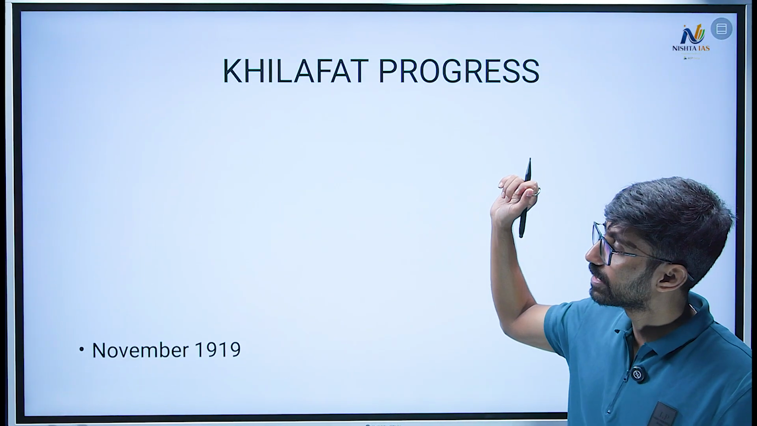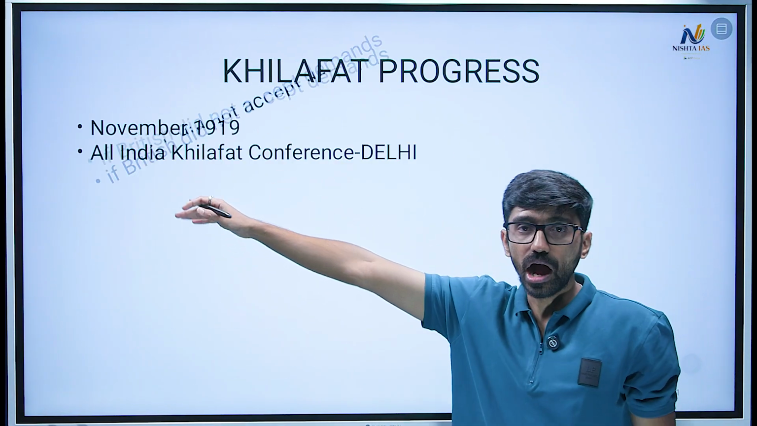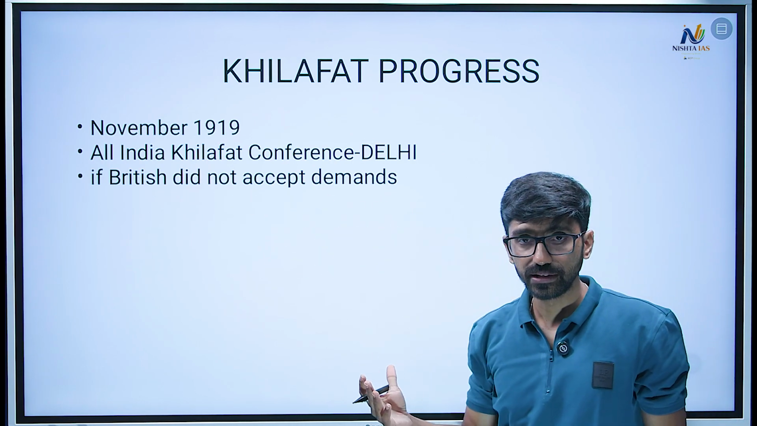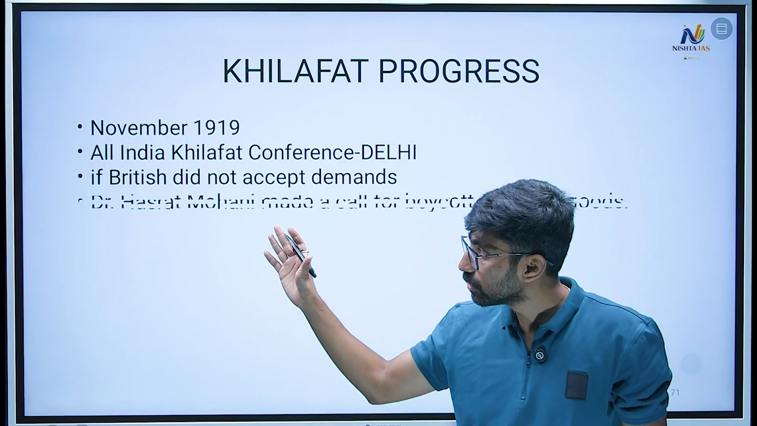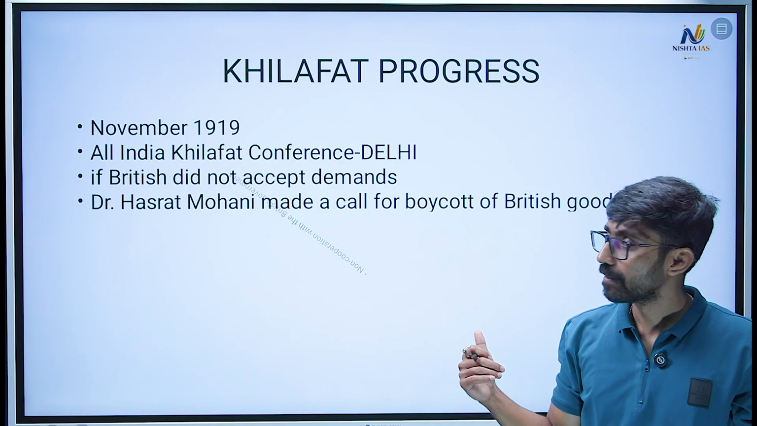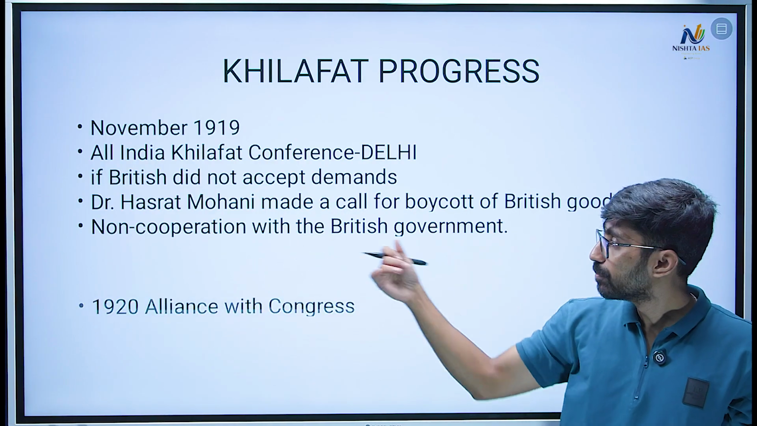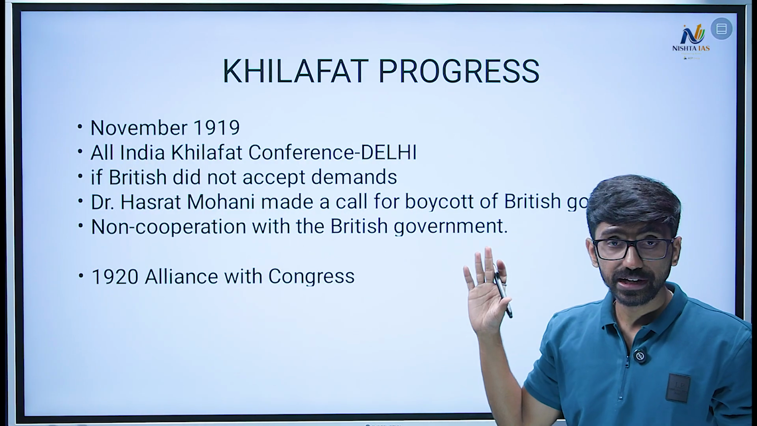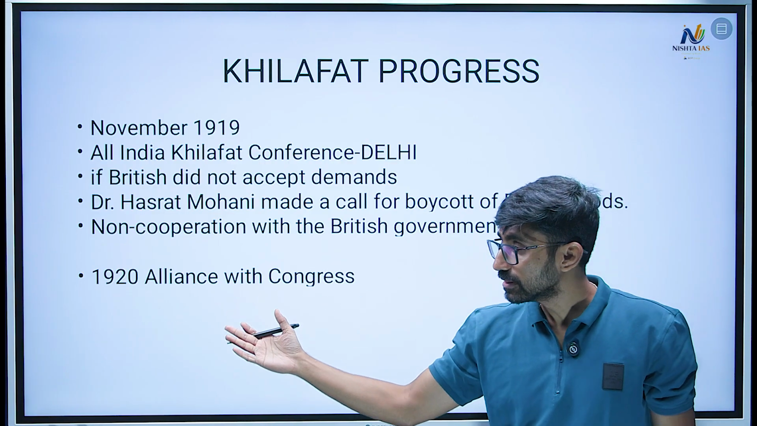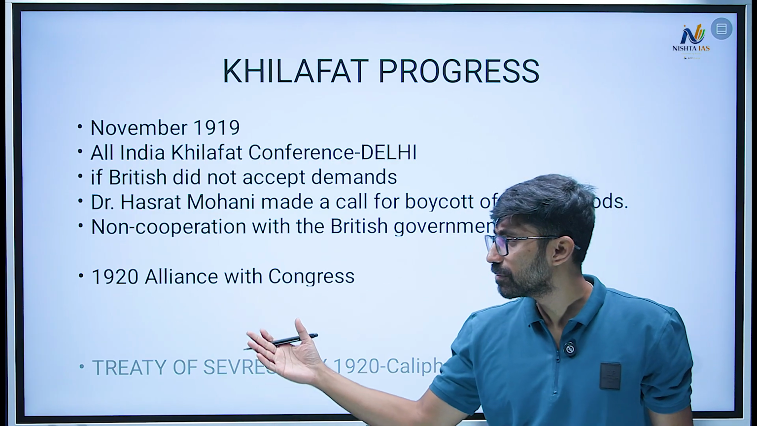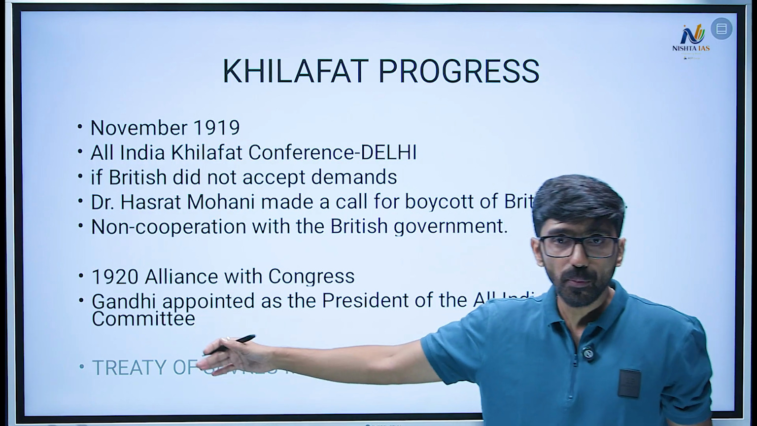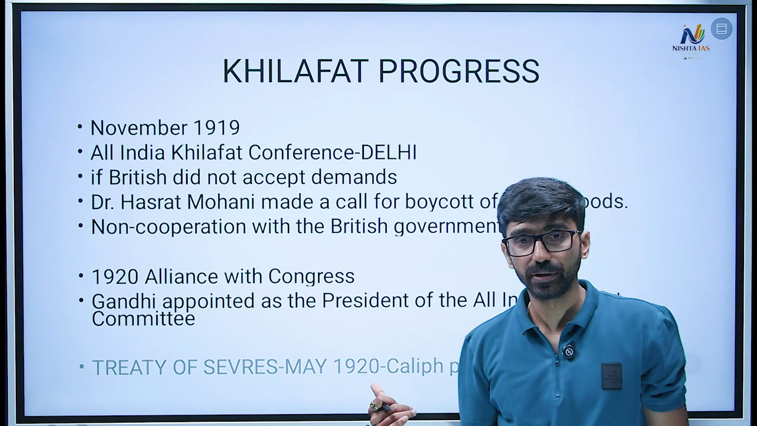Now the Khilafat progress we can talk about. In November 1919, the All India Khilafat Conference happened in Delhi. They said if the British did not accept the demands, that is to respect the Khalifa, they would launch a boycott of British goods. Hasrat Mohani made that call. Then they also declared non-cooperation with the British if they did not respect the Khalifa. In 1920, they made an alliance with the INC. Gandhi was appointed president of the All India Khilafat Committee also.